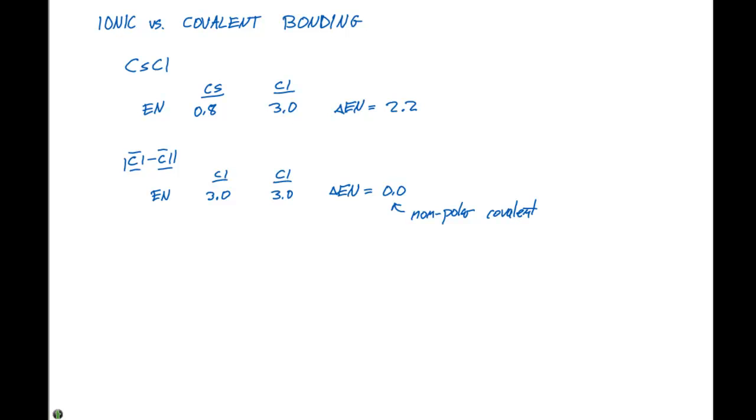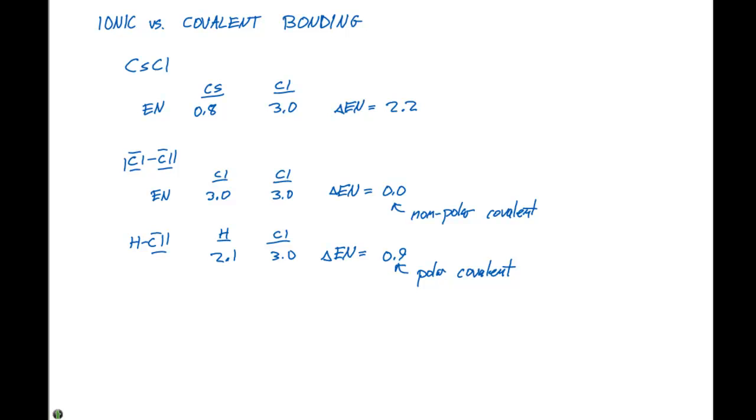If we look at a polar covalent compound, like HCl, our hydrogen has an electronegativity of about 2.1, our chlorine 3.0. So our difference in electronegativity is going to be 0.9. We have a nonmetal bound to a nonmetal here, so this would be characterized as polar covalent.